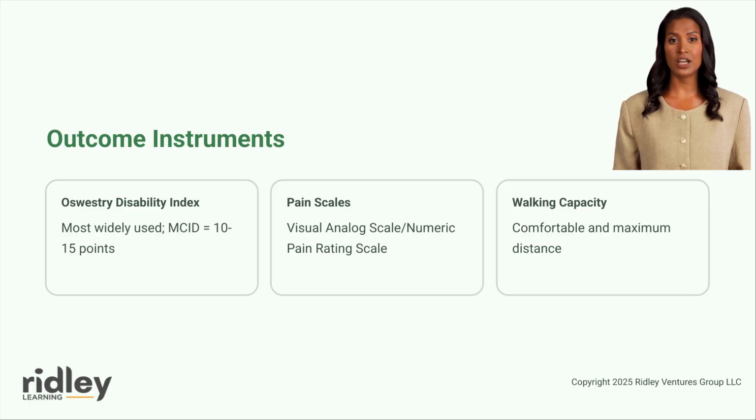Research examining the psychometric properties of the Oswestry Disability Index in lumbar surgery patients has demonstrated good reliability, with Cronbach's alpha of 0.87 and intraclass correlation coefficient of 0.89, supporting its use for both baseline assessment and outcome monitoring. The minimal clinically important difference for the Oswestry Disability Index in stenosis populations is approximately 10 to 15 points, providing a benchmark for evaluating treatment response.